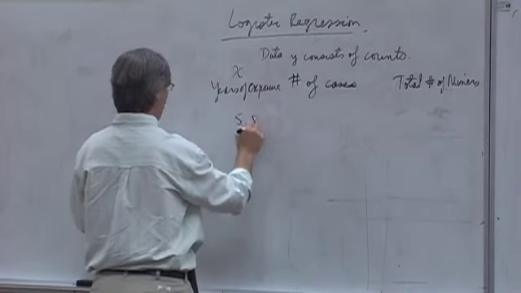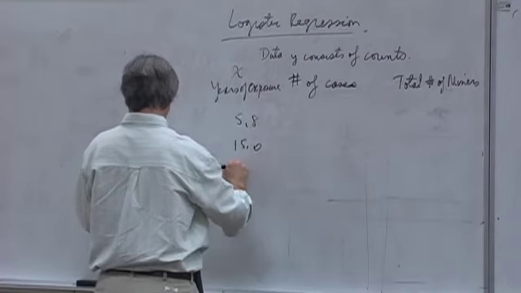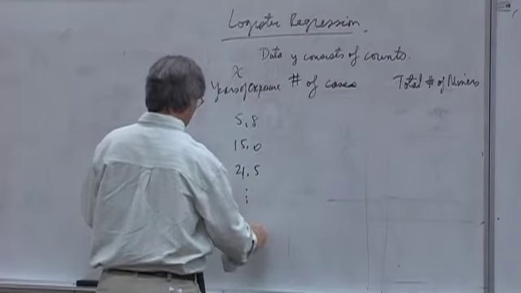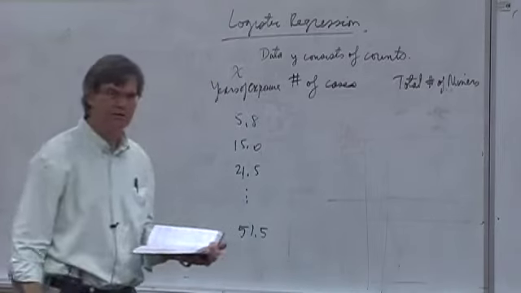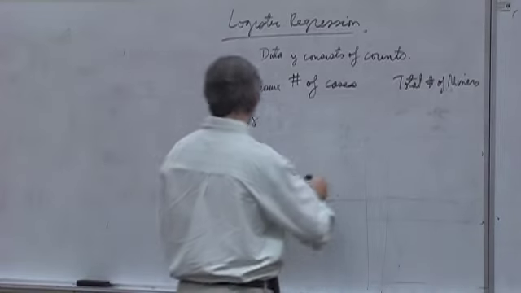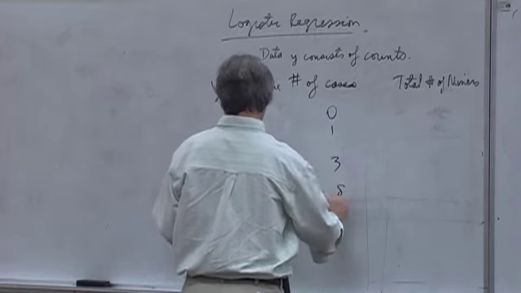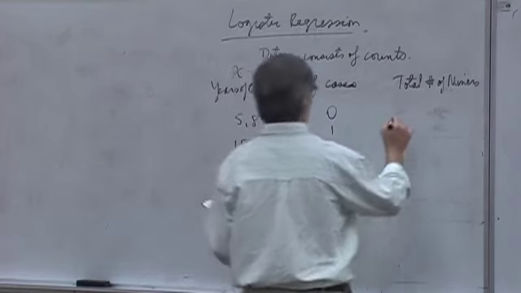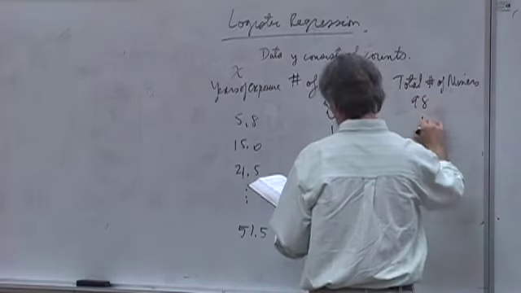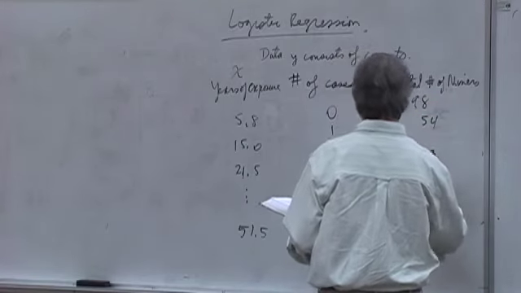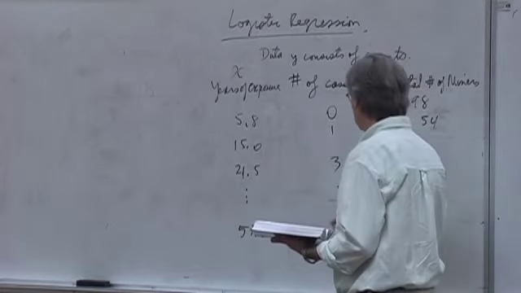Okay, 5.8, 15.0, 21.5. Gosh, some of these miners worked a long time, up to 51.5 years. Okay? Number of cases 0, 1, 3, 8, and so on. But then the total number of miners was 98 in the first group, 54 in the second group, 43 in the third group, and so on. This is the number of miners that they had in their experimental result.